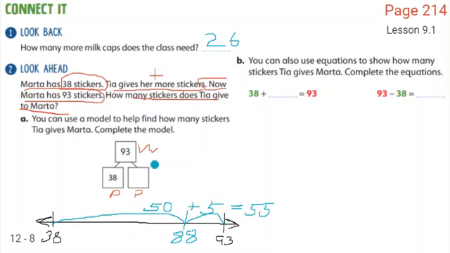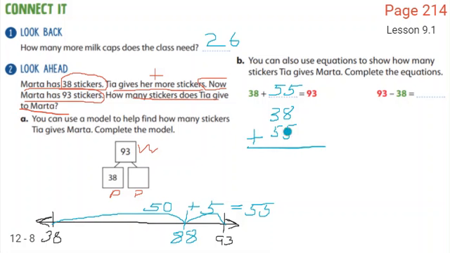Now, how do we verify that? Well, let's take a look. Look up over here in B right here. You can also use equations to show how many stickers Tia gives Marta. Complete the equations. So if I have 38 plus 55, but wait a minute, it's kind of difficult to do it that way. So I'm going to rewrite it. Let's do 38 and 55. All right.